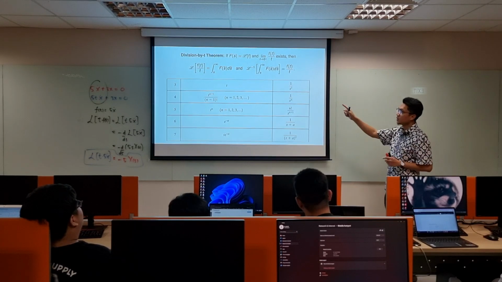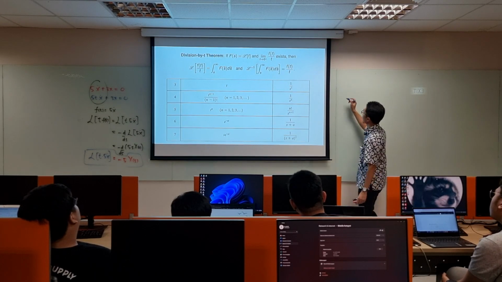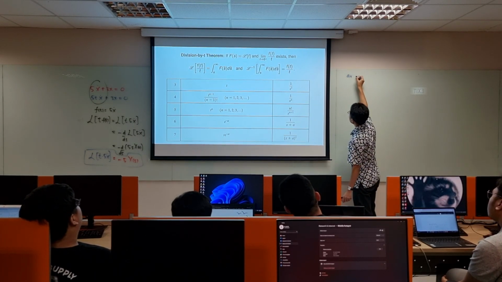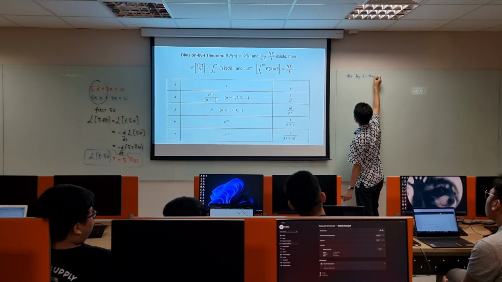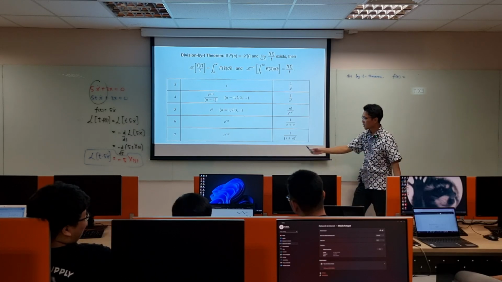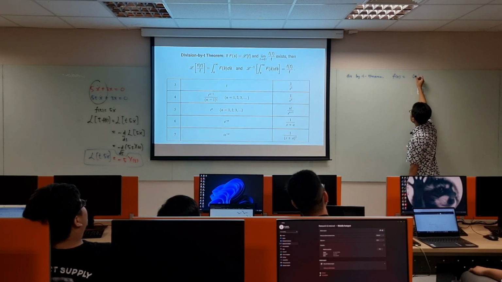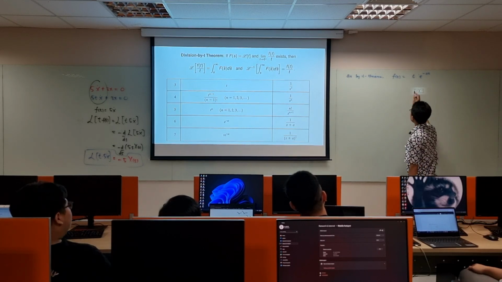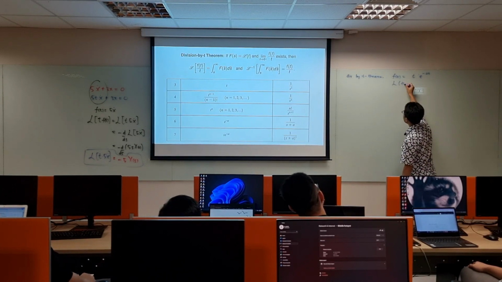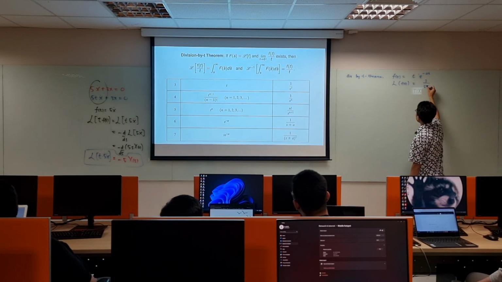So for 6 and 7, if we want to use the division by t theorem, then our f(t) is what? This is our f(t). We use f(t) equal to t times e to the minus at. And we know that the Laplace transform of f(t) is 1 over (s plus a) squared.